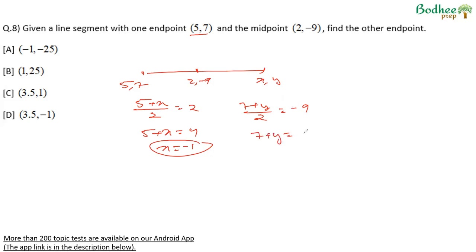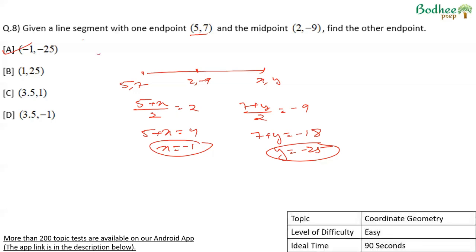7 plus y is equal to minus 18. Y is equal to minus 25. And therefore option A becomes the answer. Again, a straight application of the midpoint formula, maybe 1 to 1.5 minutes to solve.